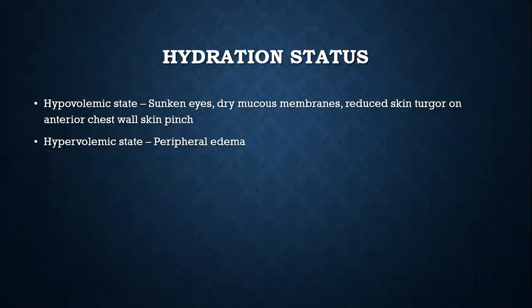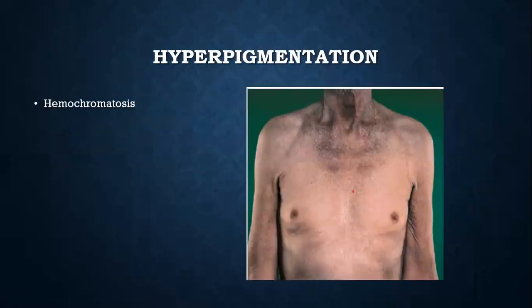Similarly, there's a hypervolemic state which occurs in cirrhosis as a complication of cirrhosis, where we have peripheral edema, ascites, etc. So we have seen the general appearance of the patient. We have specifically looked for the posture of the patient, and we have seen the general nutritional status of the patient. Now coming to each organ as such, we'll have a general look at the skin of the patient.